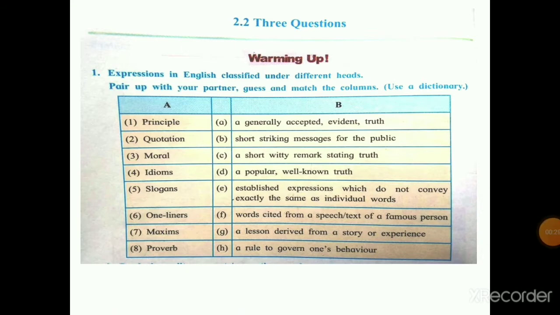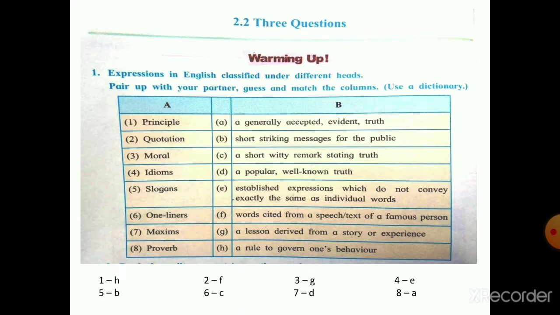We have to match the pairs of column A with column B. First word is the principle, and its answer is a rule to govern one's behavior. Second word, the quotation. Its answer is words cited from a speech or text of a famous person. Then third word, a moral. Its pair is a lesson derived from a story or experience. Then fourth word is idiom, and its pair is an established expression which does not convey exactly the same as individual words.